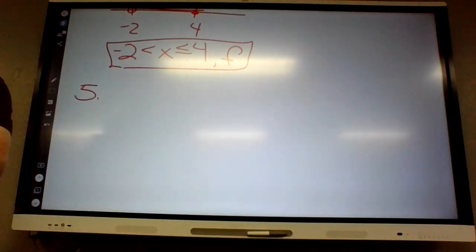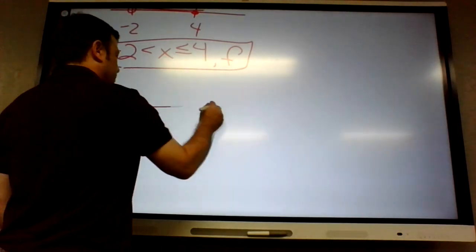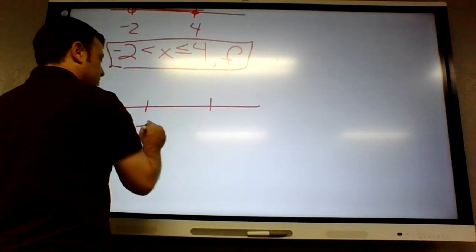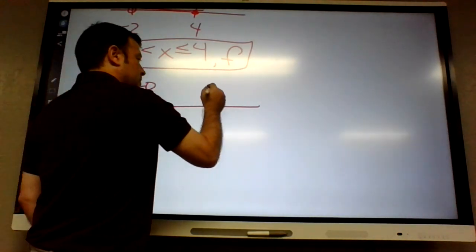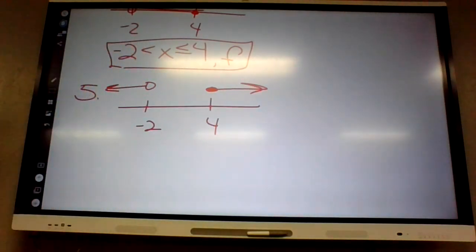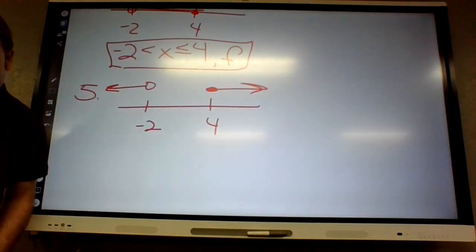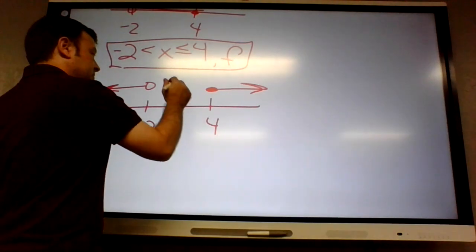It says less than -2, greater than or equal to 4. So they're going in opposite directions. Less than -2, greater than or equal to 4. Oh, and we're connecting with an and. It's an and statement.